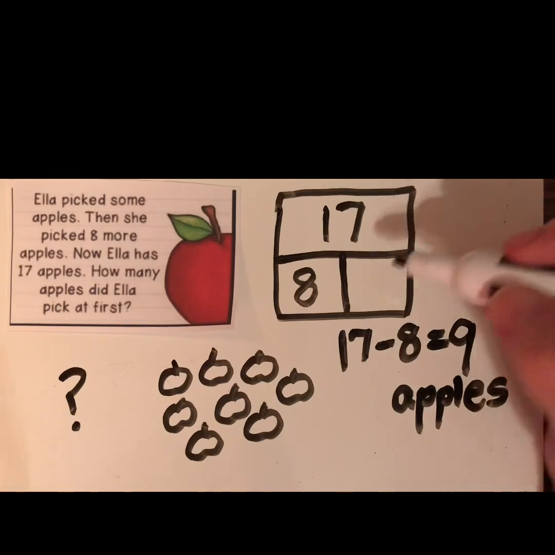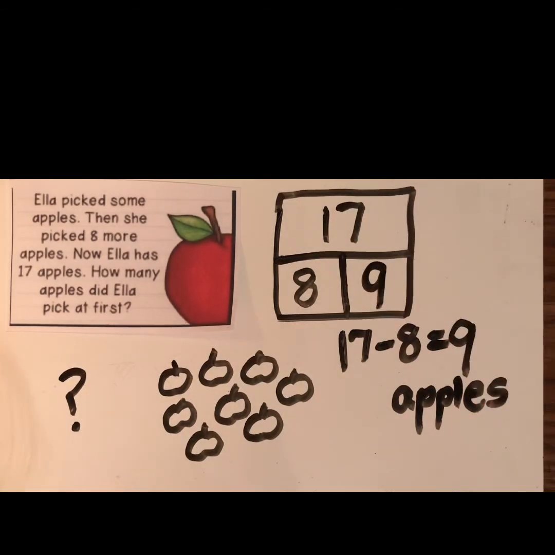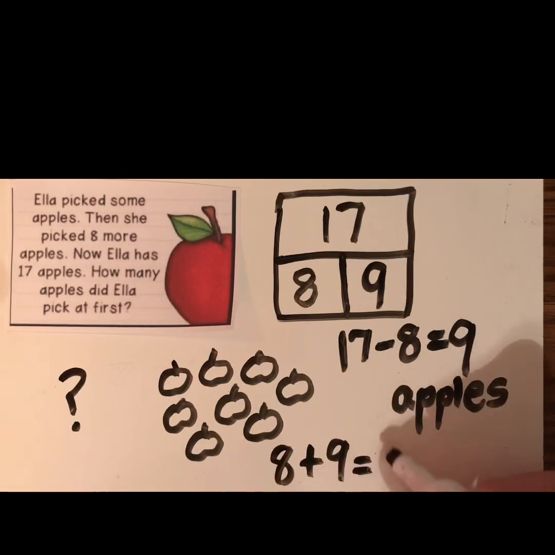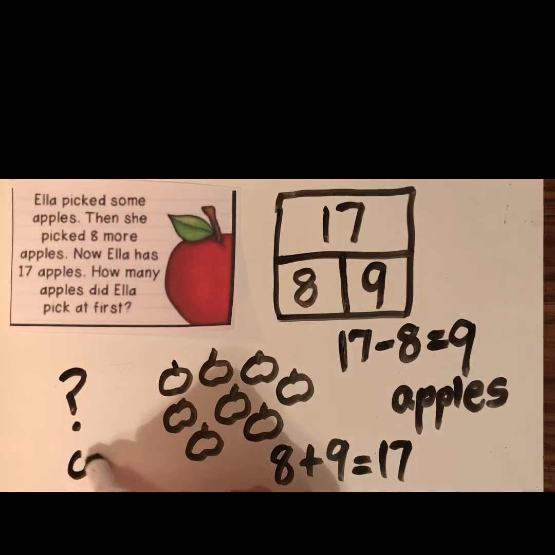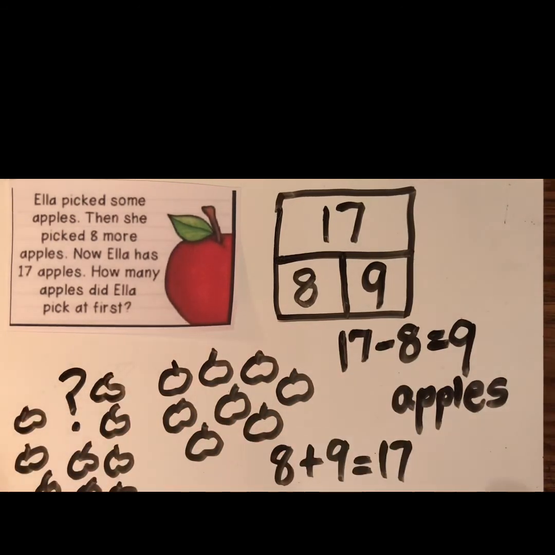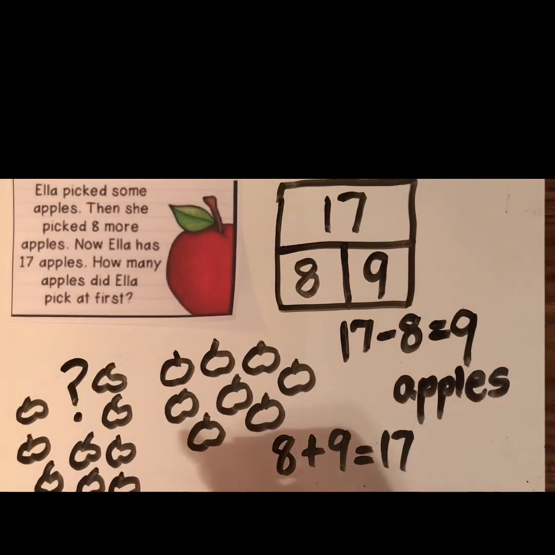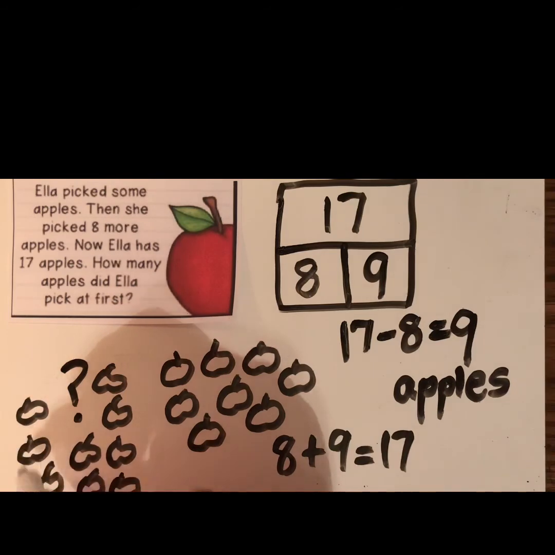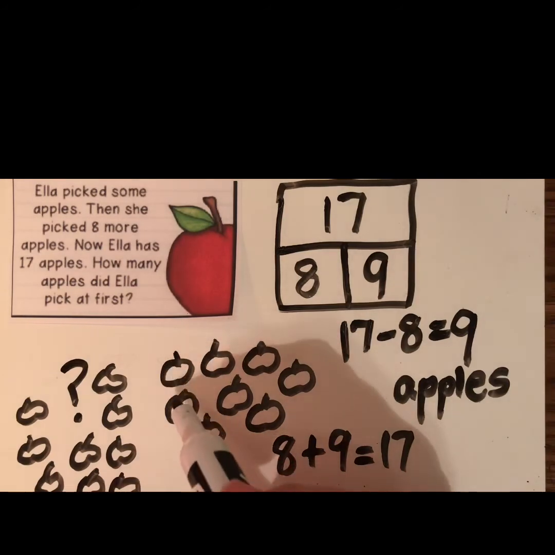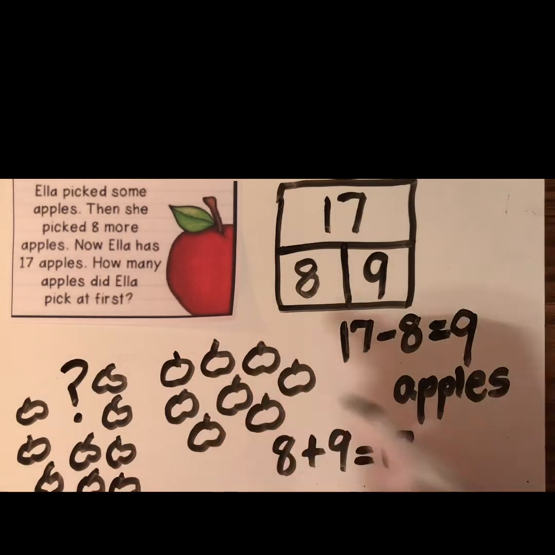Let's test it and be sure. If I put a 9 here, that means that 8 plus 9 needs to equal 17. I want to check that and be sure. So let's say here are my 1, 2, 3, 4, 5, 6, 7, 8, 9. See, there are lots of strategies to figure that out, but I'm going to use this one by drawing little pictures. 1, 2, 3, 4, 5, 6, 7, 8, 9, the one part. 10, 11, 12, 13, 14, 15, 16, 17.